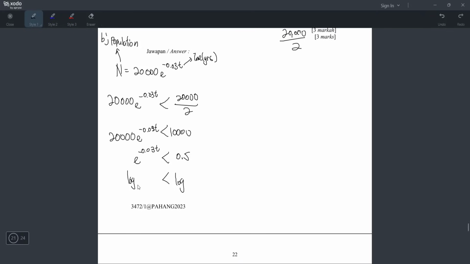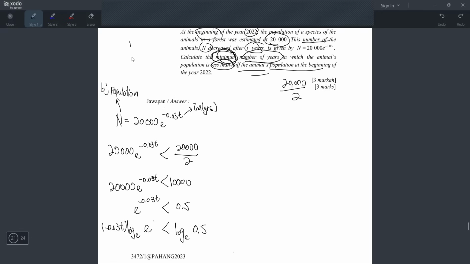Actually you can add base 10 also, but let me tell you why I add base e. Later you will understand why. So the e I will write here, and the power negative 0.03, the whole thing I can write in front. Now I want to explain why I add log base e. Do you remember this thing? What is this? Natural log, right?